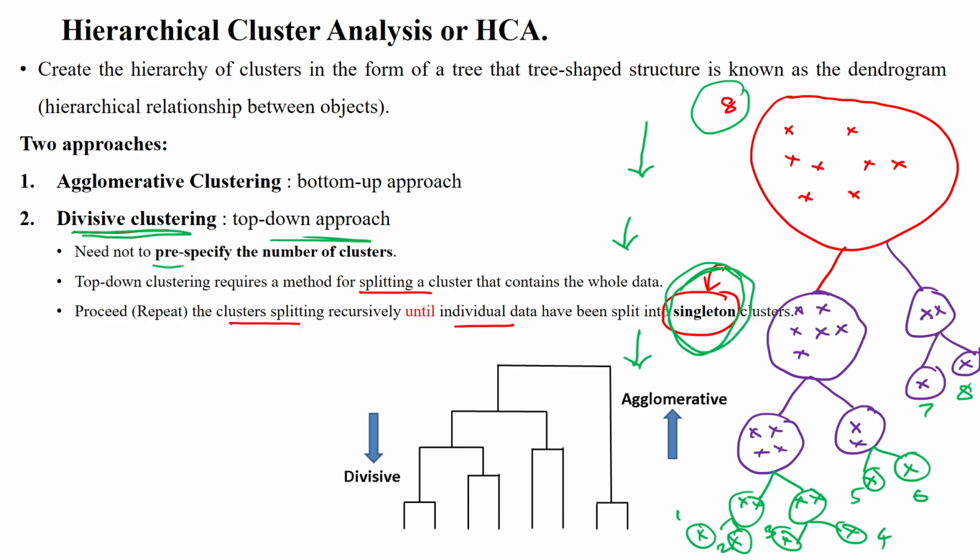Here we need not pre-specify the number of clusters. In the k-means algorithm, we will define the k value, that is k number of clusters. But here we need not pre-specify the number of clusters. We have to take the entire bigger data set that is having n number of data points. Then that will be divided into smaller clusters step by step until it reaches the singleton clusters. This is the top down approach, divisive clustering analysis.